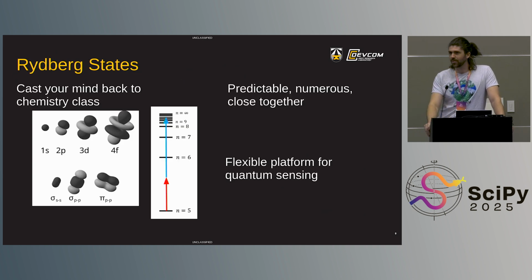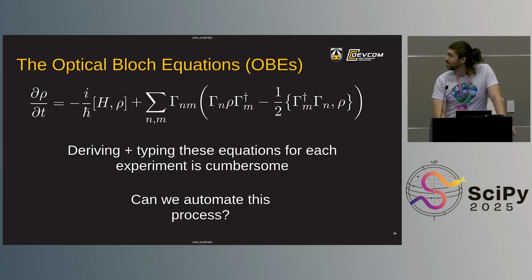A brief sidebar to talk about Rydberg states and why we like Rydberg atoms. If you think back to your chemistry class, you might remember these orbitals. These are just states. And one thing we really like about them is that the math for what all of their energies are is super well understood. And you can just crunch a bunch of numbers and you'll get the energy that all these things are. There's also a bunch of them, and they're really close together, and that makes them a really flexible platform for quantum sensors.